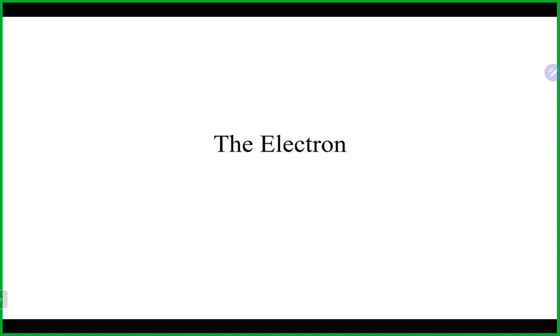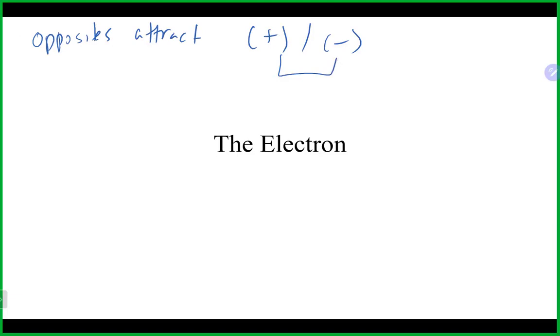And one of the basic principles of chemistry is the idea of opposites attract. And what that means is something that is positively charged and something that is negatively charged are going to be attracted to one another.